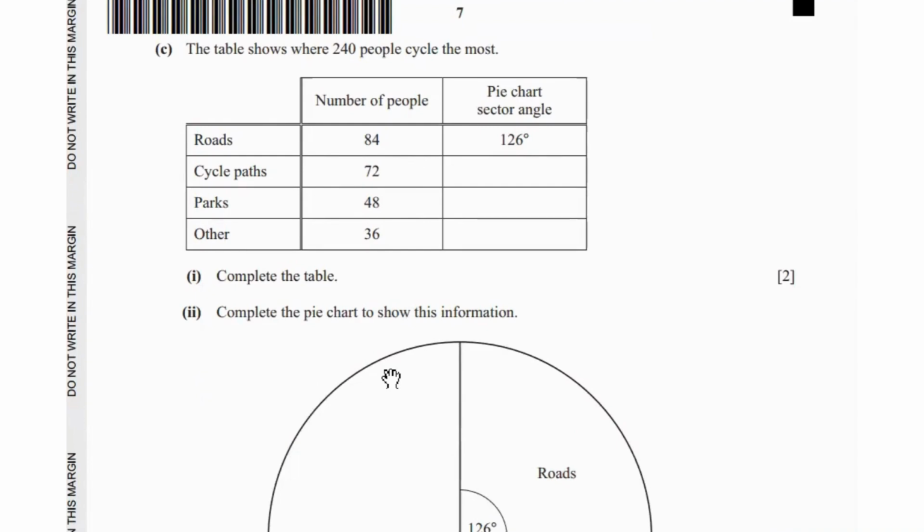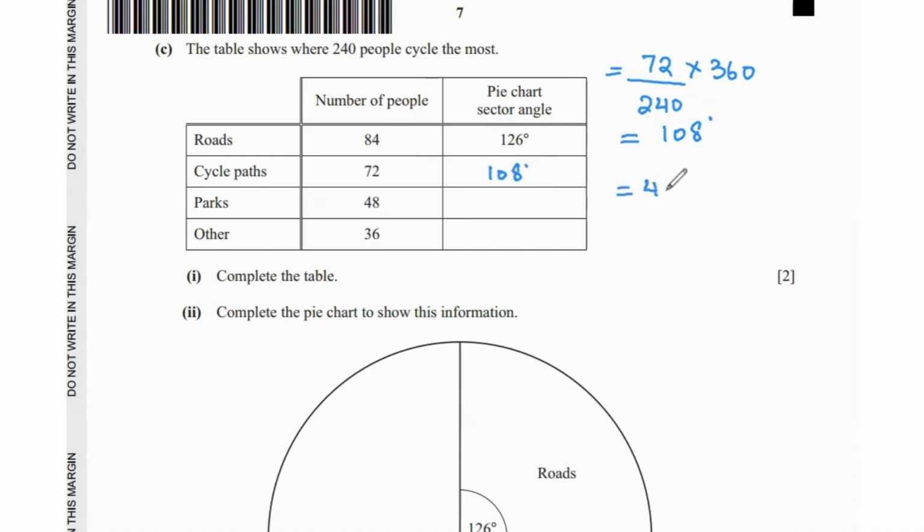Part C, so the table shows where 240 people cycle the most. So we have the roads, cycle paths, parks, and others. They want us to complete the table. So to find the angle for each section in the pie chart, we will do 72 divided by the total number 240 times the angle of a circle, which is 360. And that gives us the angle for each of them. So for the first one, it's going to be 108.